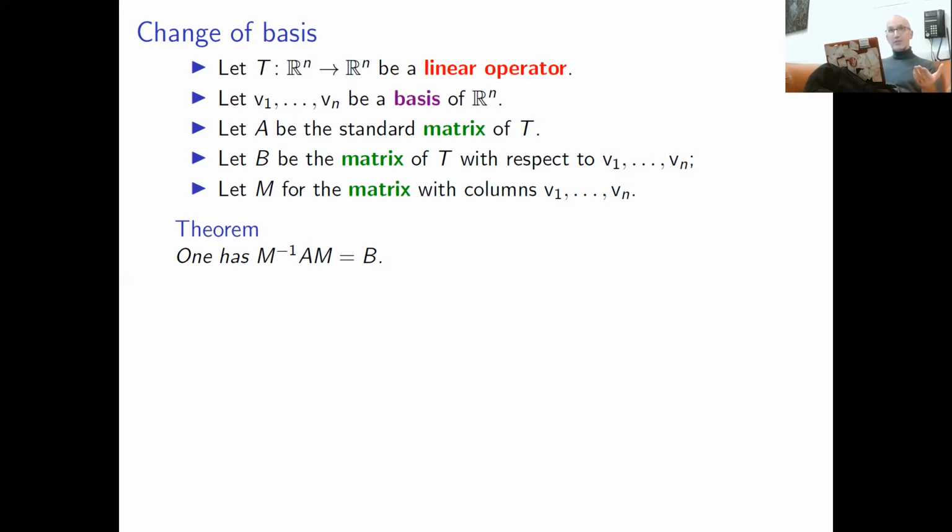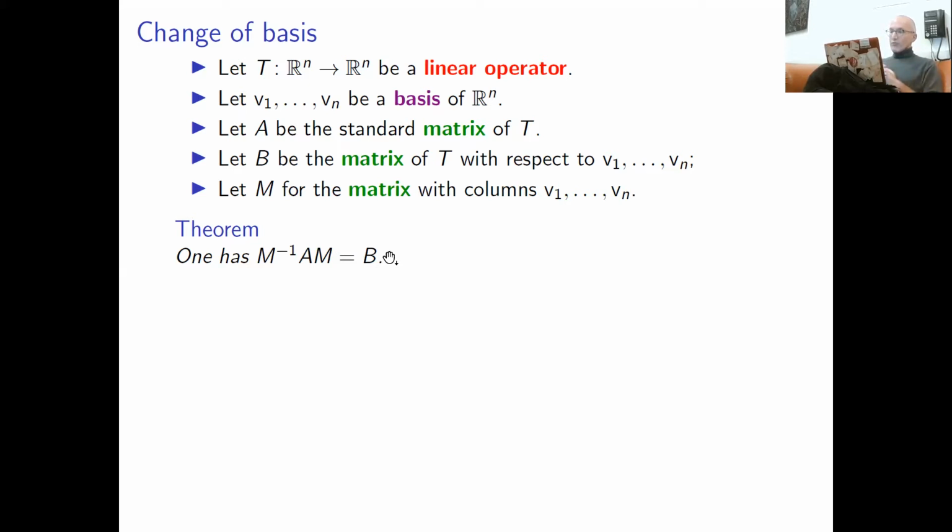This is an n times n matrix. By one of the conditions for invertibility of a matrix, inverse of M exists, and you have a formula for how to find the inverse of matrix M. Okay, so we have the theorem. Sometimes it's more convenient to restate it in terms of A. You can say that A is equal to M times B times inverse of M. This is the same thing.